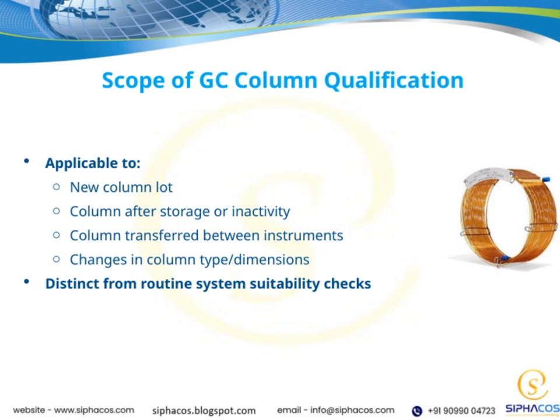Fourth, anytime there are changes in the column type or its dimensions, qualification is necessary to confirm consistency. It's important to note that this scope is distinct from routine system suitability checks, which are ongoing and more general. Overall, the goal is to ensure that the columns we use consistently deliver reliable, high-quality results across these specific scenarios.